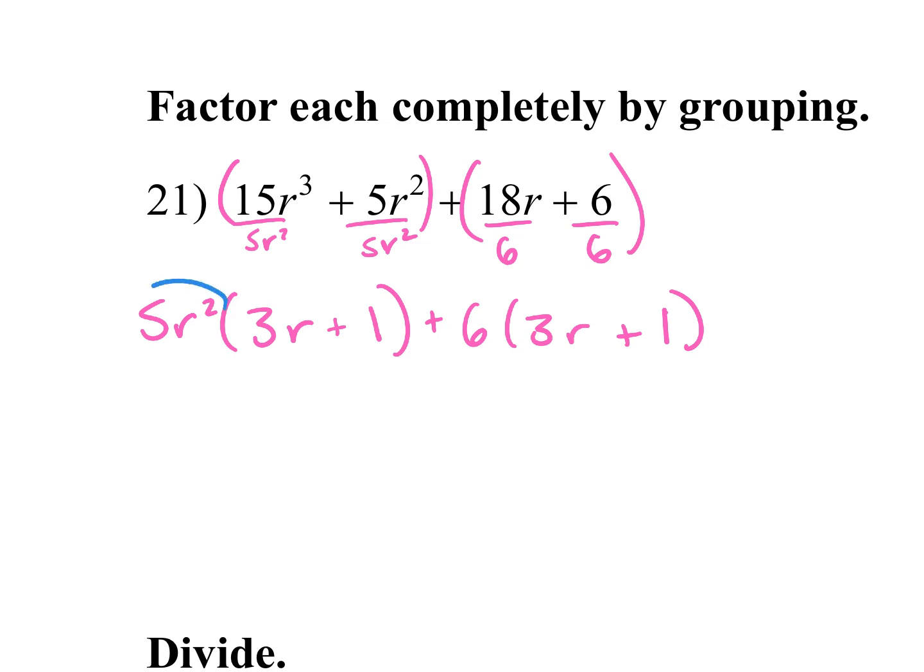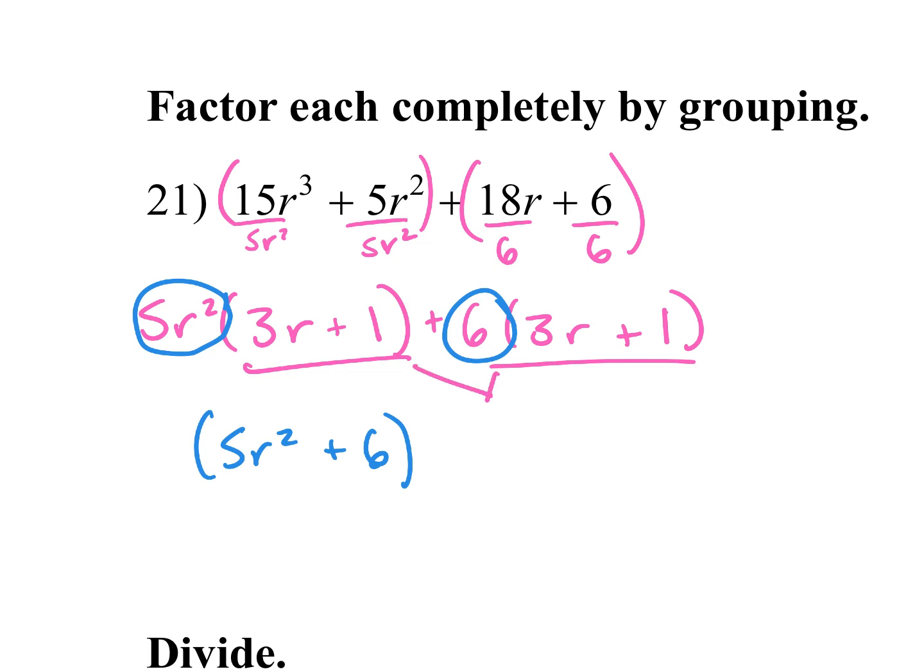So when we factor by grouping, we take the two outsiders and put them together. So 5r squared plus 6. And then the two insiders become 1. So 3r plus 1. And that's our answer.